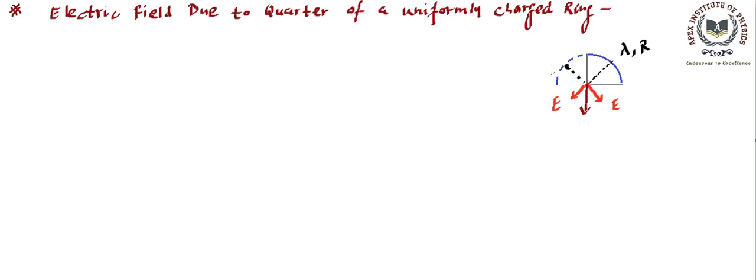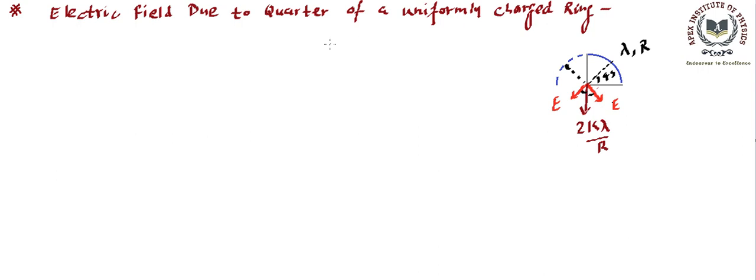We already know that because of the semi-ring the field is in that direction, and the total field comes out to be 2k lambda upon r. So we can use the vectors here. We can find the resultant of this vector as well as this vector, and that must be this vector field. Now since this is a quarter of the ring, we can find this angle is going to be 45 degrees. That will lead to this angle being 45, this being 45, this being 45. The point is, these two vectors E will be at 90 degrees to each other.